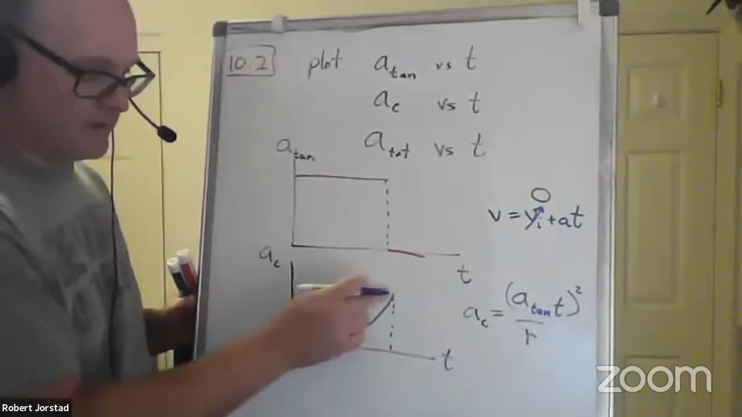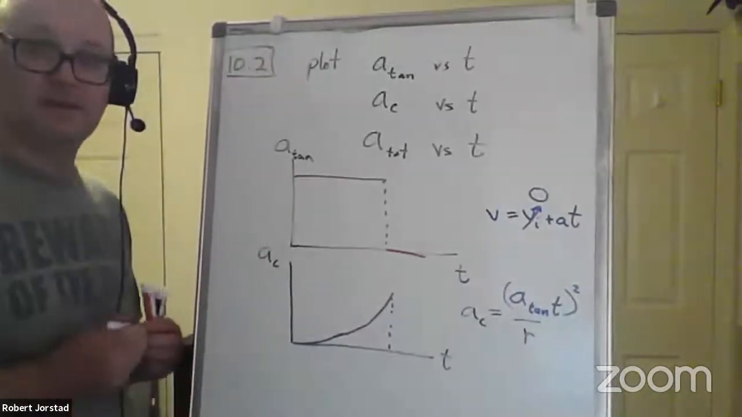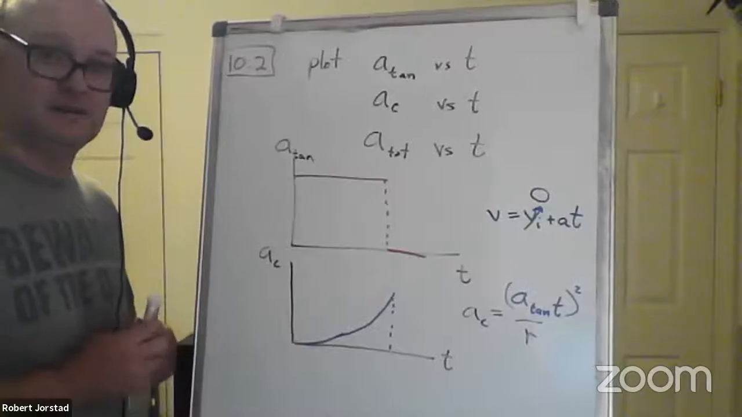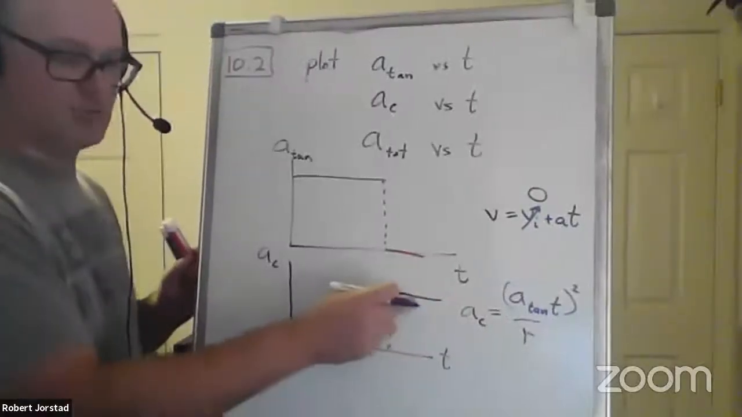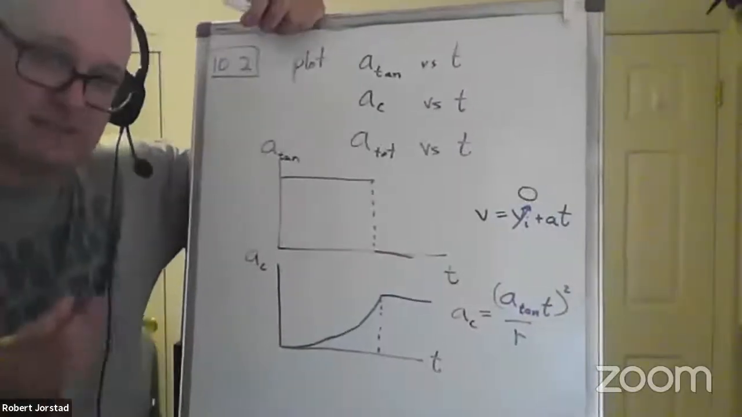What's going to happen to it right here? It's going to be constant, not 0, because omega is constant. Absolutely. Got it? Cool, so that's looking good.